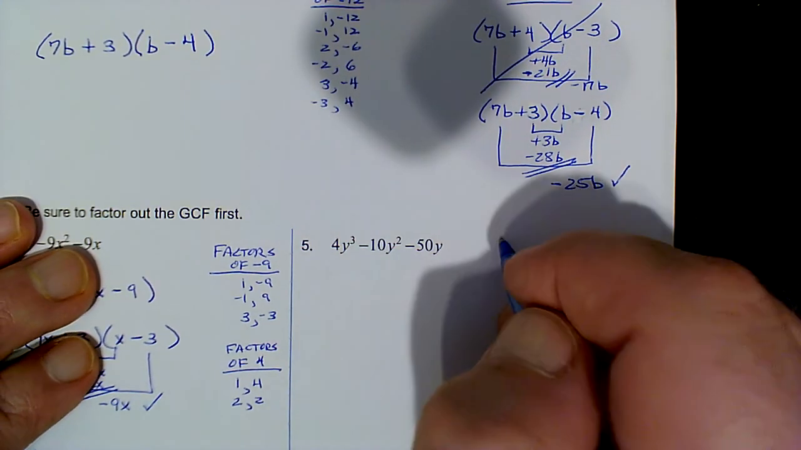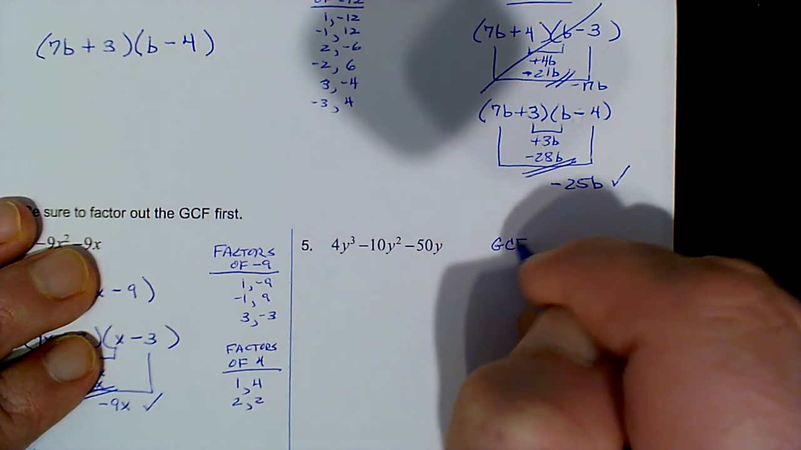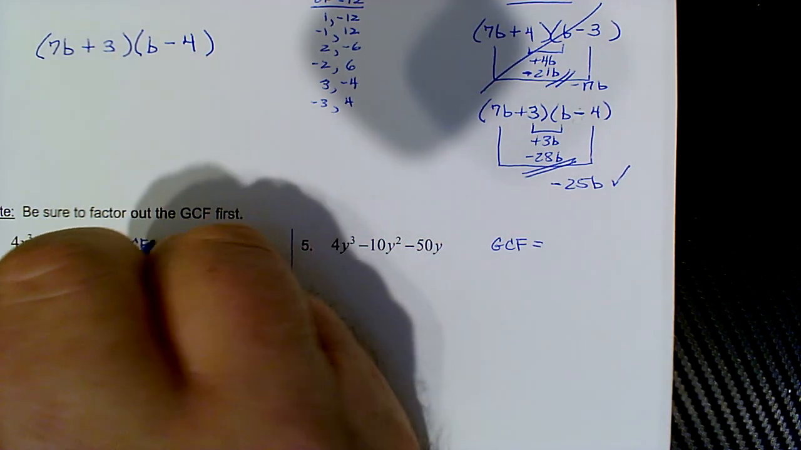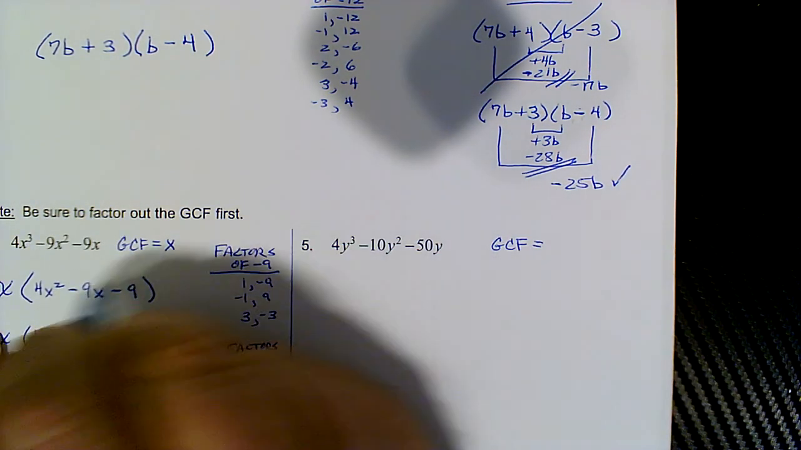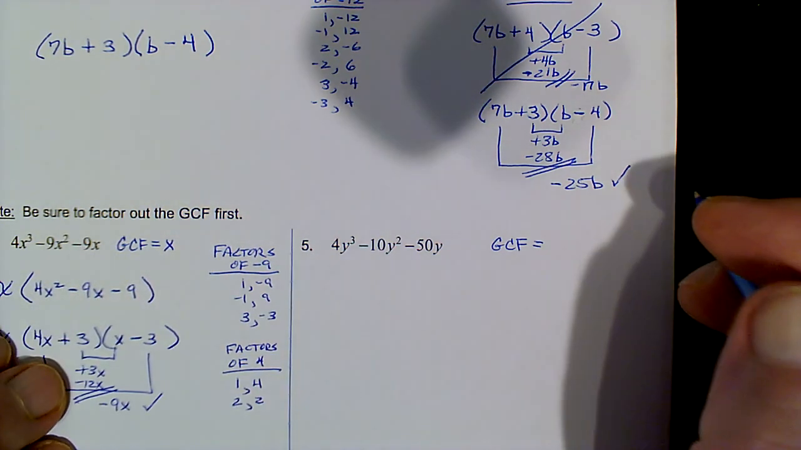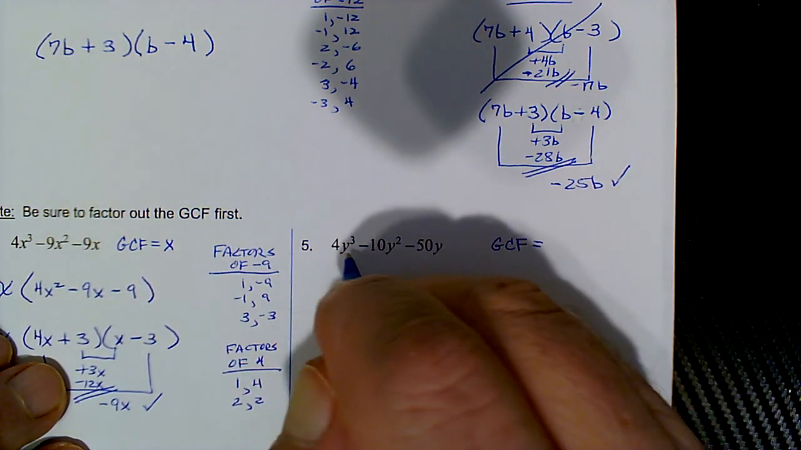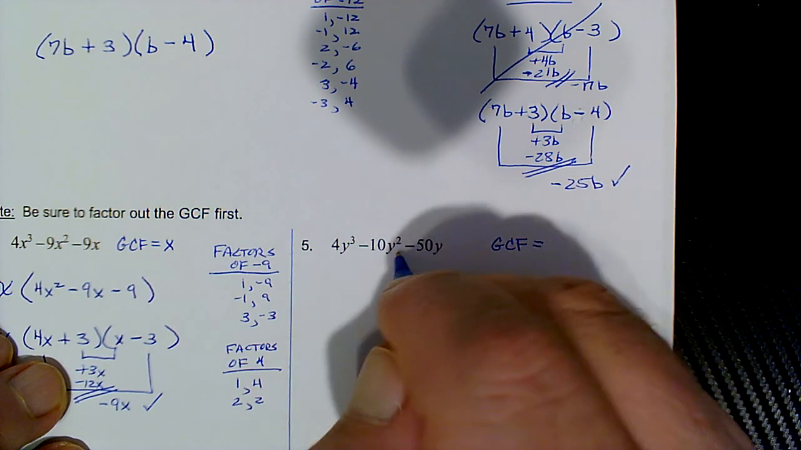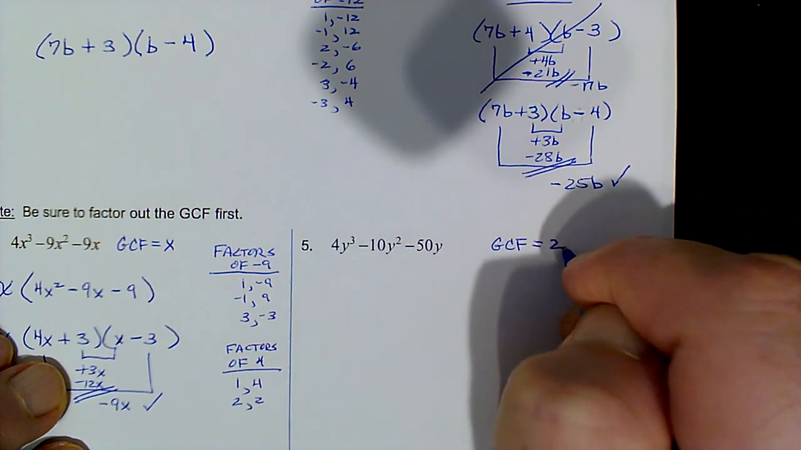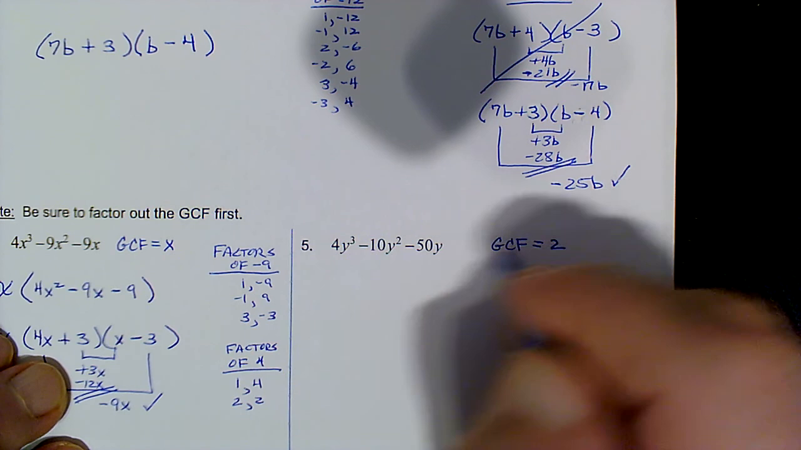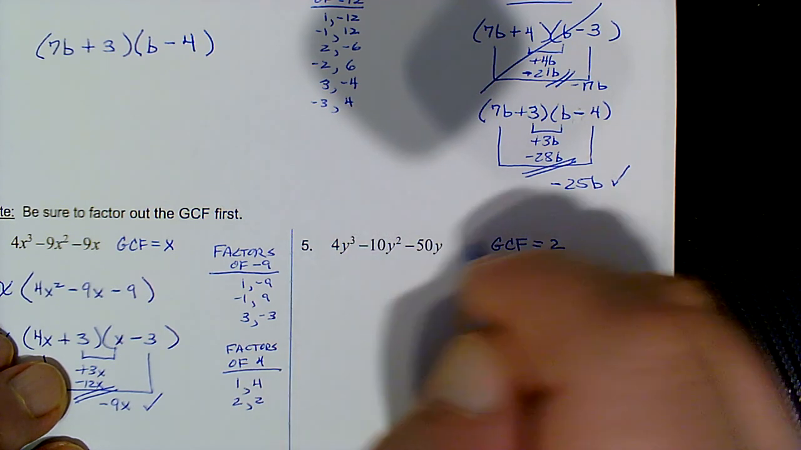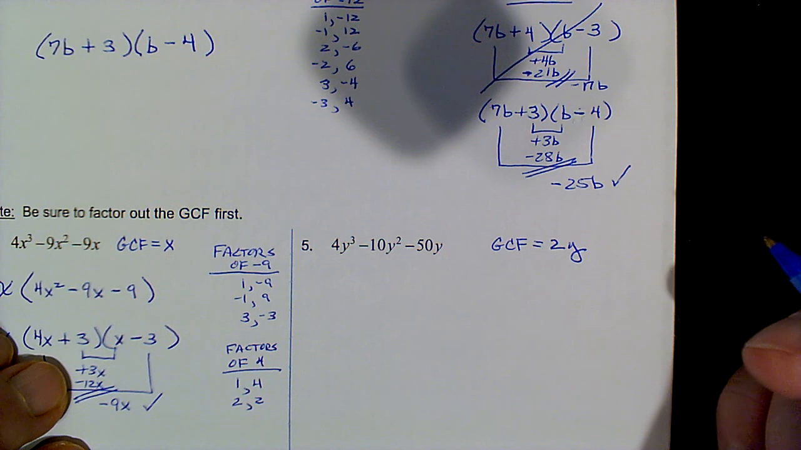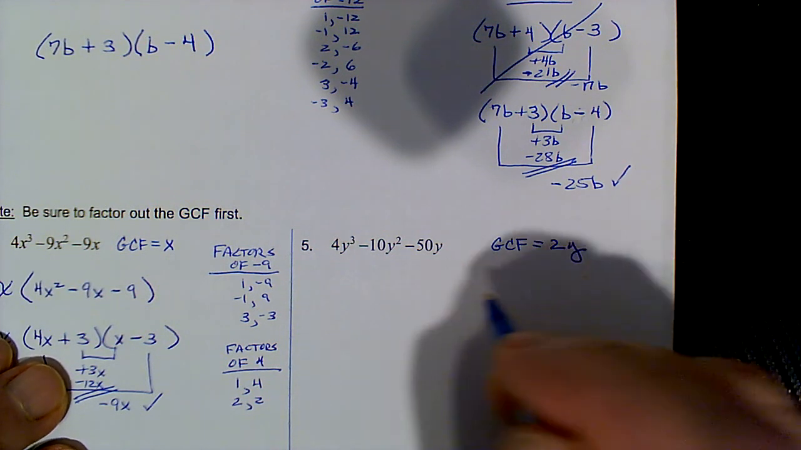Here, we'll go with the greatest common factor first. Oh, I should have said that here, right? Greatest common factor is x. I didn't write it. We obviously said it, but we didn't write it. Okay, between the coefficients 4, 10, and 50, a 2's in common. Between the y variables, least power is y. So 2y is our greatest common factor.